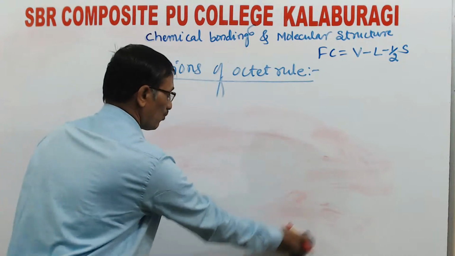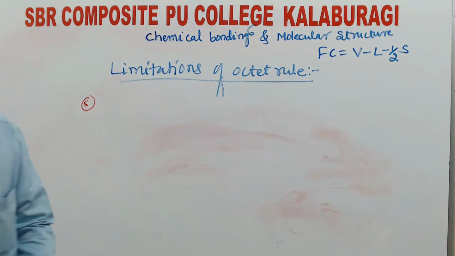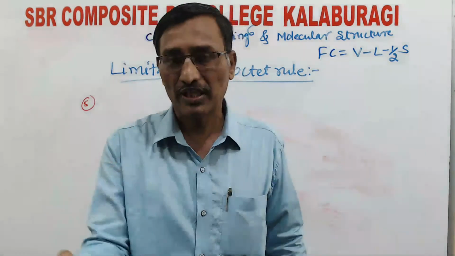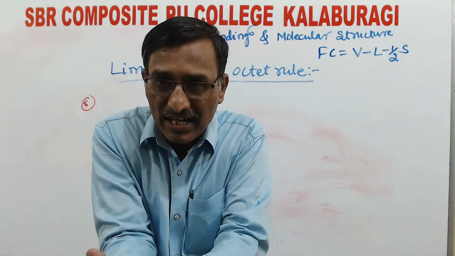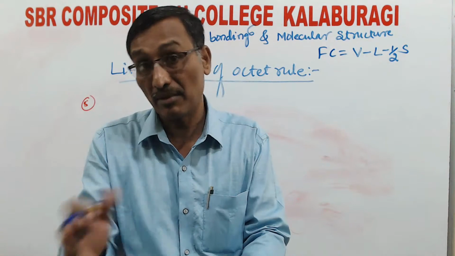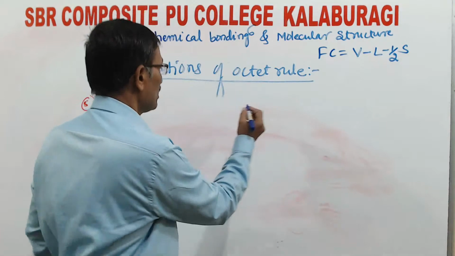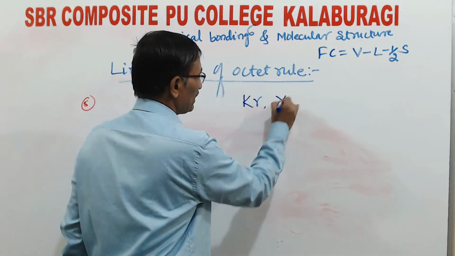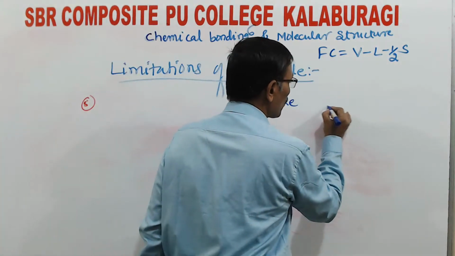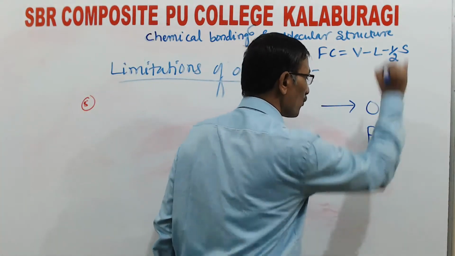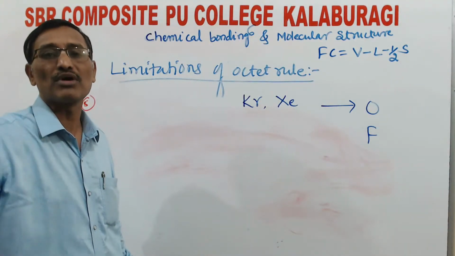The octet rule is based on the chemical inertness of noble gas elements, meaning there is no reaction at all. We already said chemical inertness, but we know that noble gas elements such as krypton and xenon combine with more electronegative elements like oxygen and fluorine to form noble gas compounds. Many noble gas compounds exist.